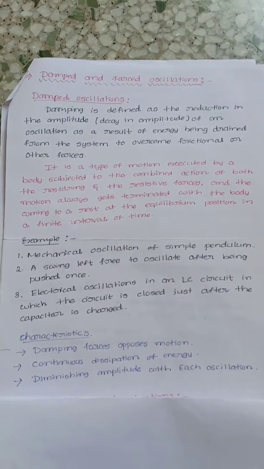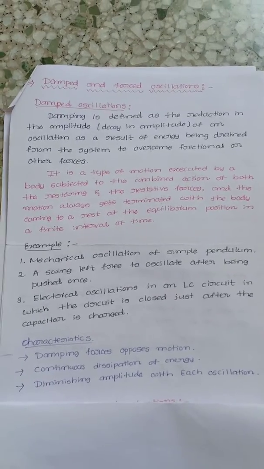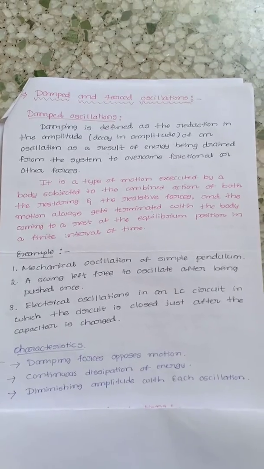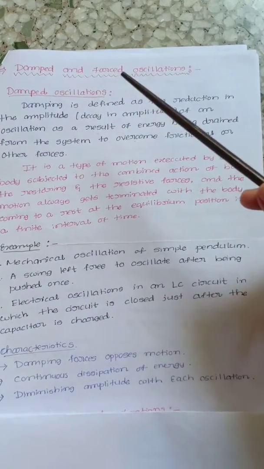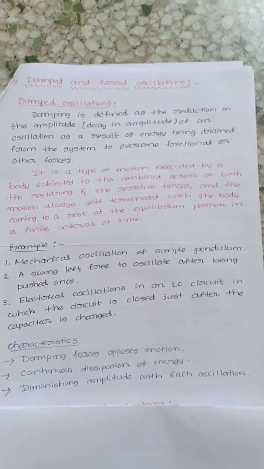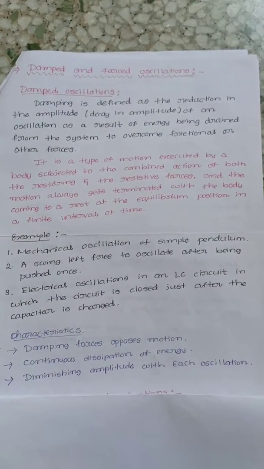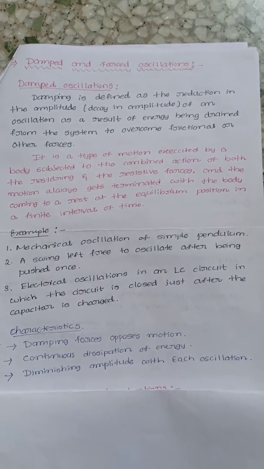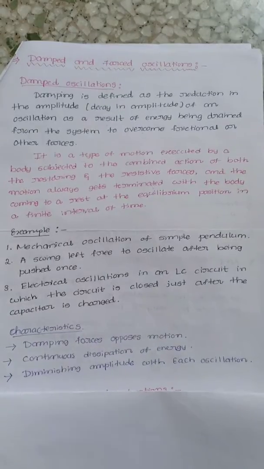Today I am going to start a new chapter, that is damped and forced oscillations, which comes under module 1. In that, first I will start with damped oscillations. Let us first know what is damping. Damping is the reduction in the amplitude of oscillation as a result of energy being drained from the system to overcome frictional or other forces.